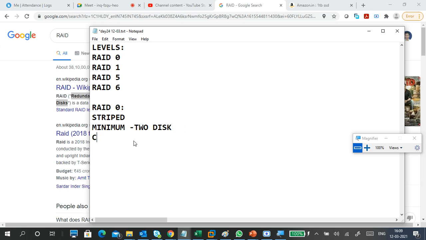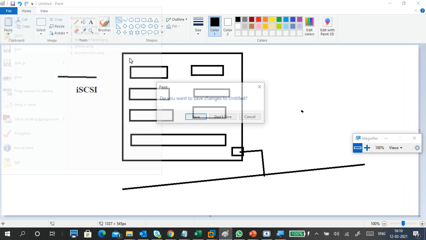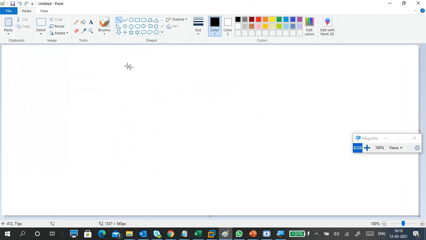Combine the two disks as a single volume. Combine the disks as a single volume. If you take two disks, then combine the two disks. Okay. So we'll see diagrammatically how it looks like.